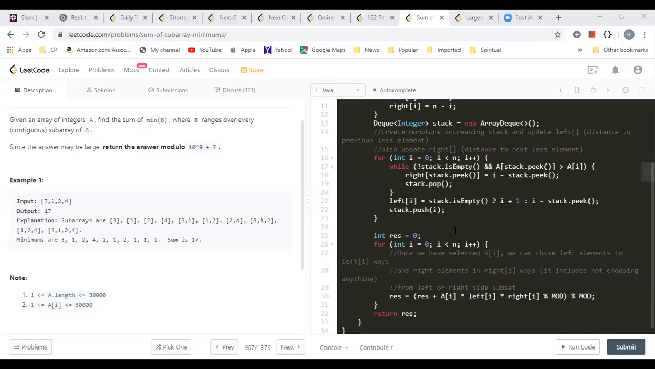So you already know the idea of this. This is the center of this. You created a monotonic increasing stack, and you keep updating the left and right value based on what we talked about earlier, and you go through each of these values and do exactly what we did. Number into left into right, and you have to take the mod because that's given in the problem. So you do that, and that's it.